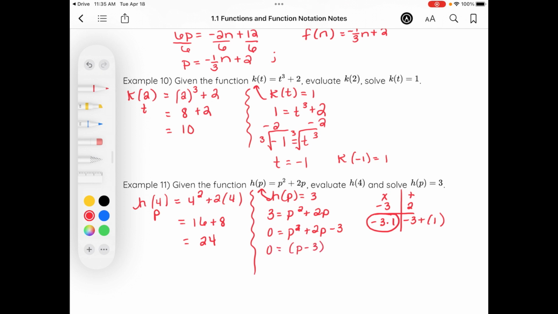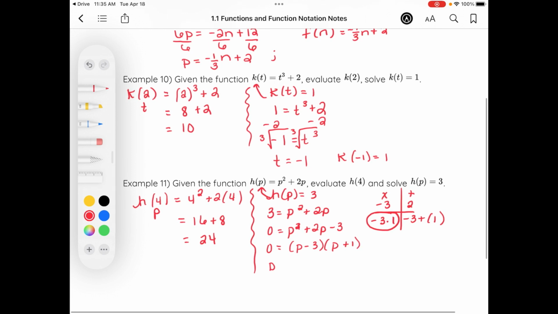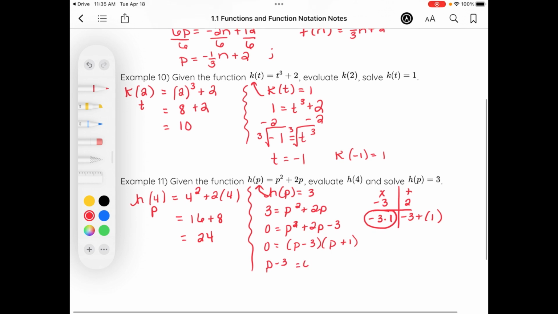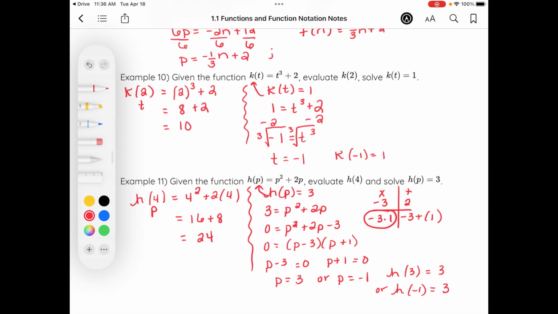Thus, p minus 3 times p plus 1. Now that it's factored and set equal to 0, we can set each factored piece equal to 0. Thus, p equals 3 or p equals negative 1. Thus, we could say that h of 3 gives us 3, or h of negative 1 gives us 3. And that concludes our introduction to functions and function notation.